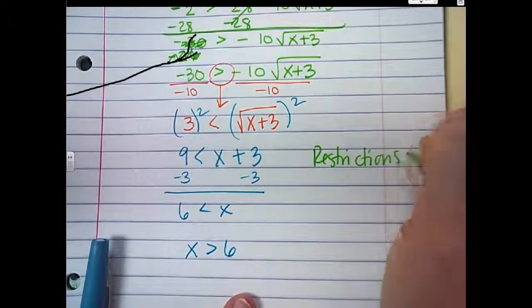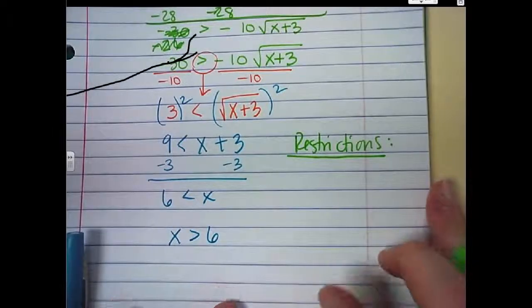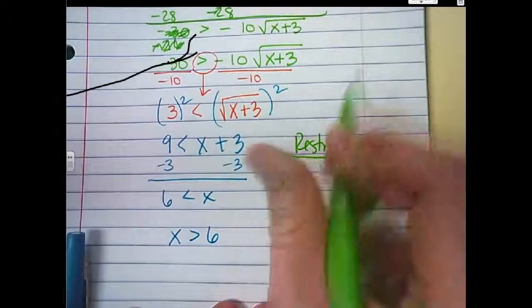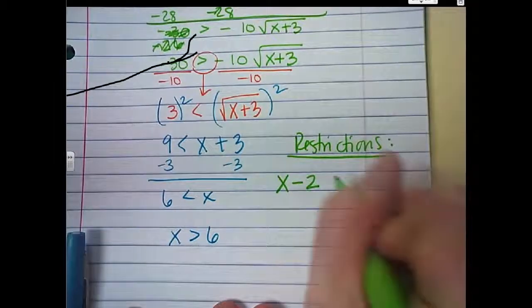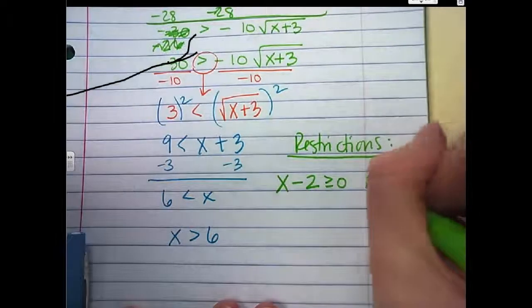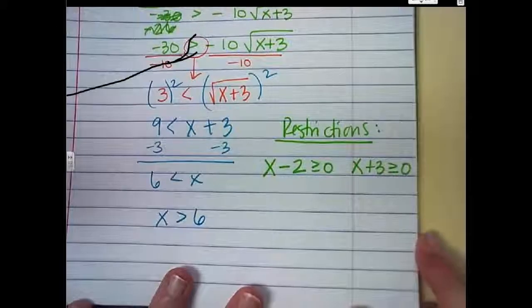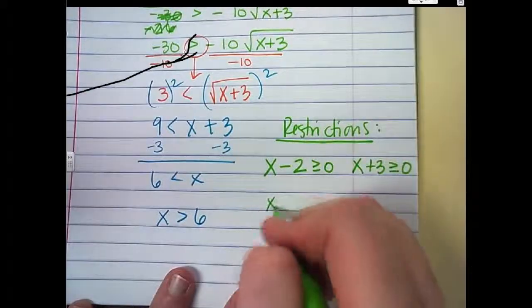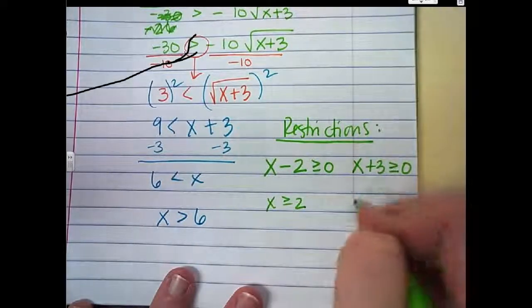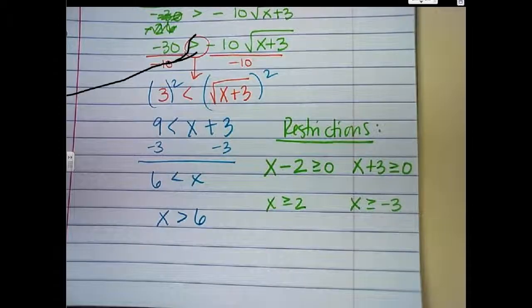So for my restrictions, you have to check both of your square roots. So I'm going to do x minus 2 greater than or equal to 0, and x plus 3 greater than or equal to 0. But look, these are like one step. Add 2, so x is greater than or equal to 2. Subtract 3, x is greater than or equal to negative 3. That's it.